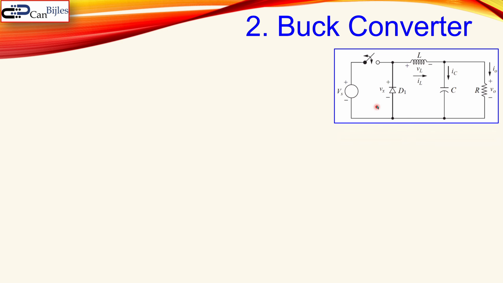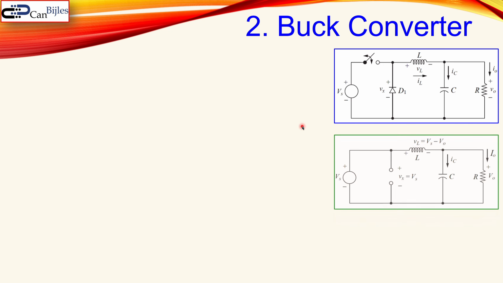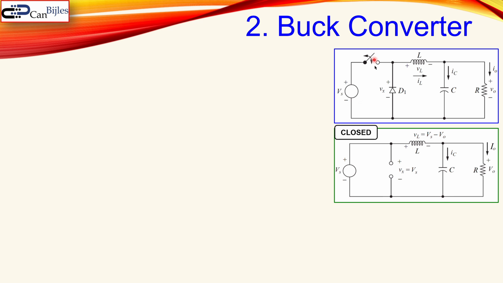The buck converter circuit is shown here. We have two situations: where the switch is closed and where the switch is opened. First, the switch is closed. You see here the switch is closed. The diode will be reverse biased, so that means the diode is also open, and there will be a current flow here through the inductor to the capacitor and also to the load.